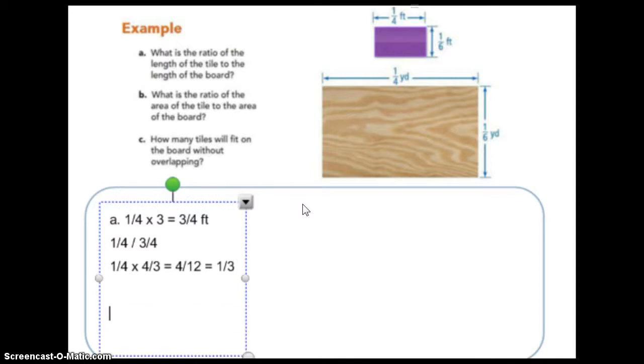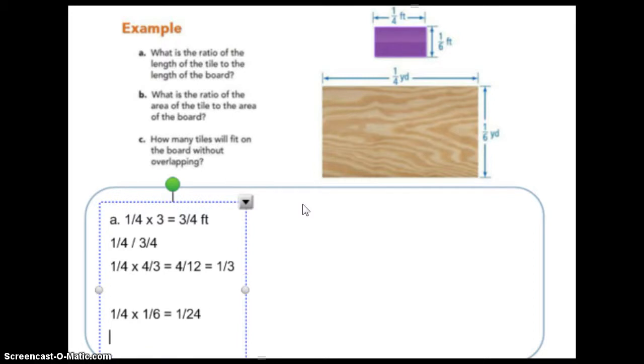Part B says, what is the ratio of the area of the tile to the area of the board? So we need to find the area of the tile and the area of the board in feet. For the tile, all we need to do is take 1/4 times 1/6, because to find the area of a rectangle, all you need to do is length times width. 1 times 1 is 1, 6 times 4 is 24. So the area of the tile is 1/24.